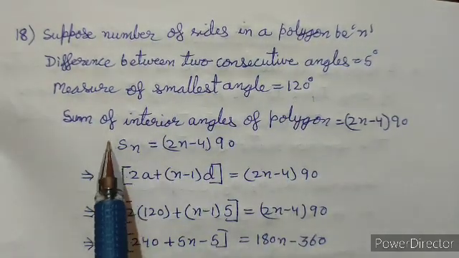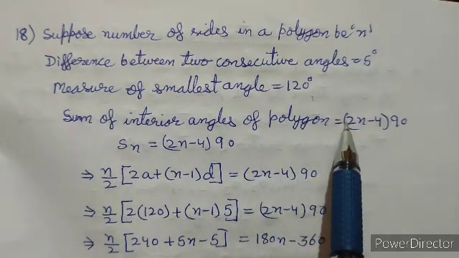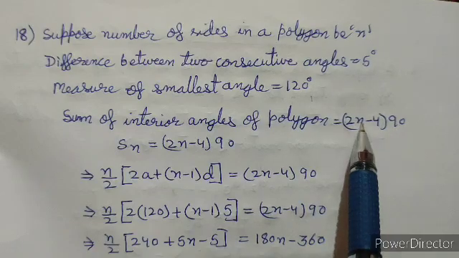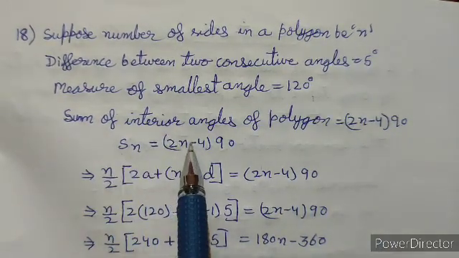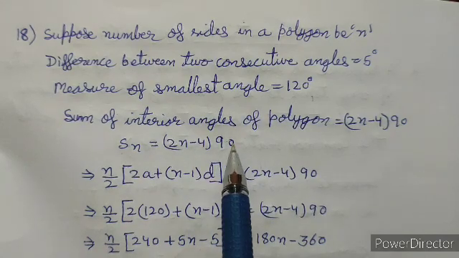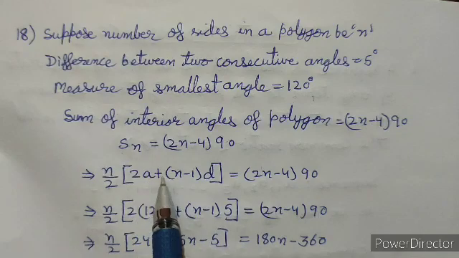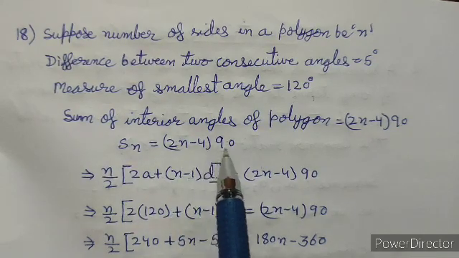As we know that the sum of interior angles of a polygon is given by (2n minus 4) into 90, where n is the number of sides. So here Sn will be equal to (2n minus 4) into 90. Now Sn is given by n upon 2 into (2a plus (n minus 1) d), and that is equal to (2n minus 4) into 90.